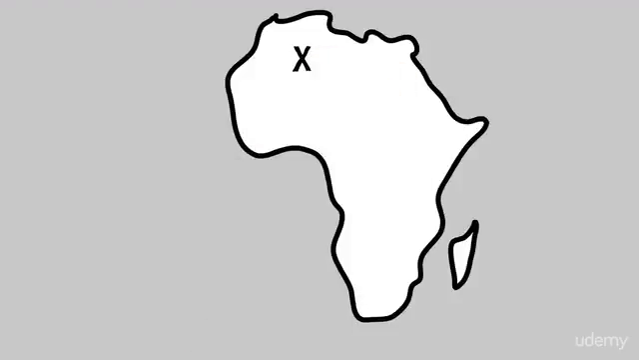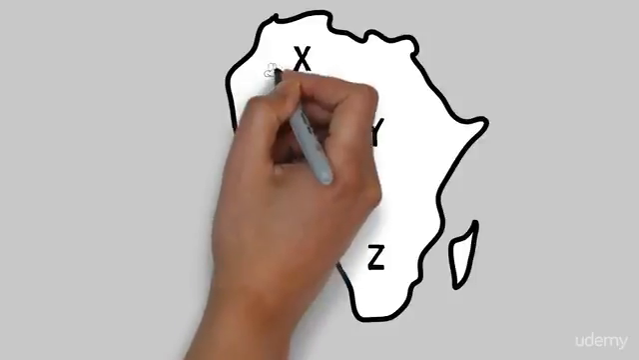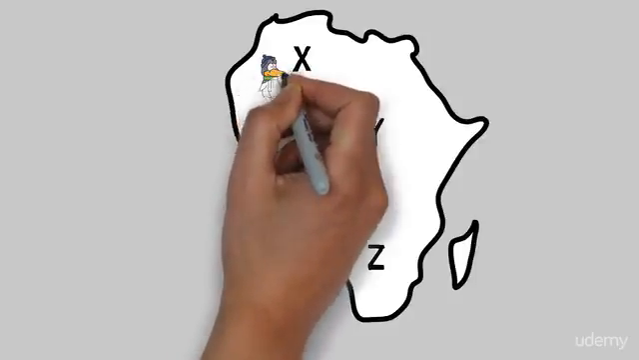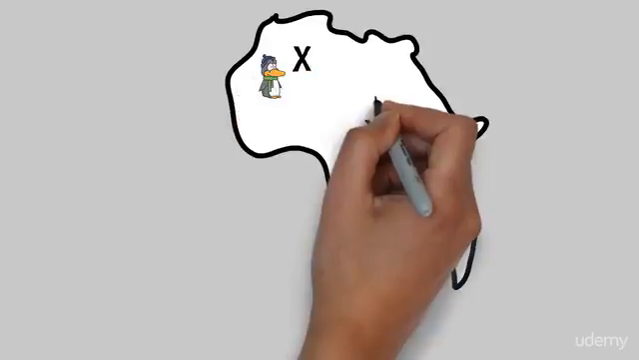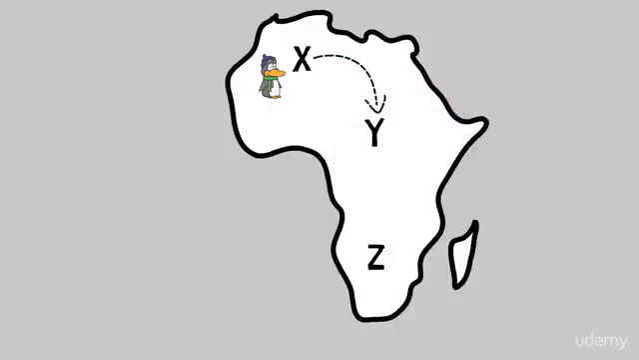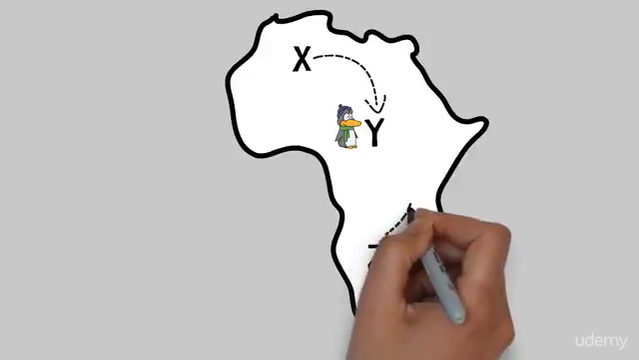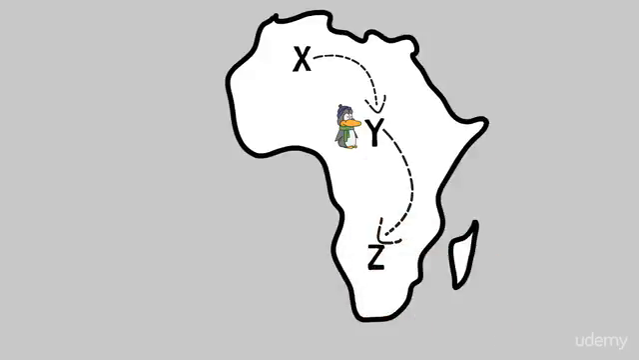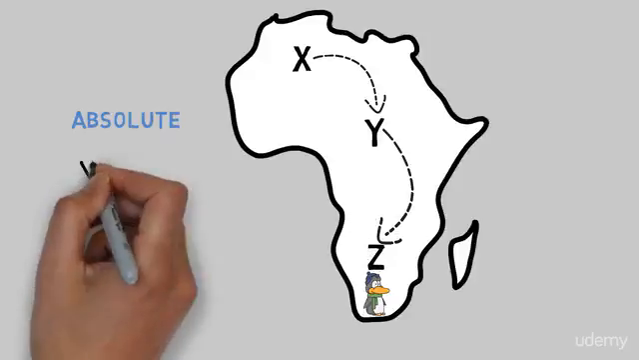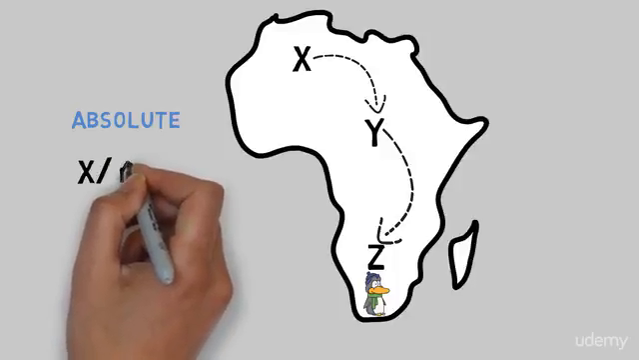You can think of absolute and relative path using a map analogy. Here is our cute little penguin Fluffy. Fluffy wants to go on a journey from X to Z. In this case, Fluffy has to go to Y first in order to reach his destination. So he takes the absolute path X, Y, Z. You can think of X being the root directory.